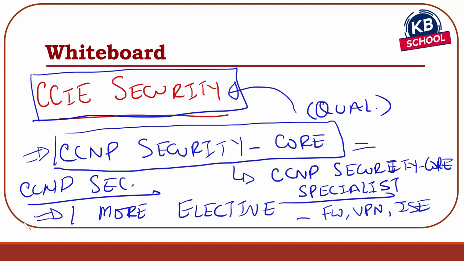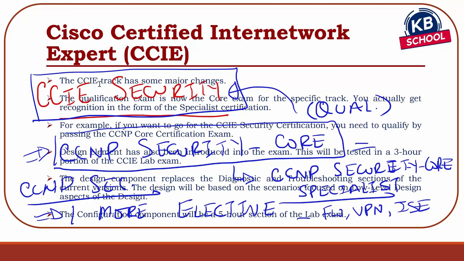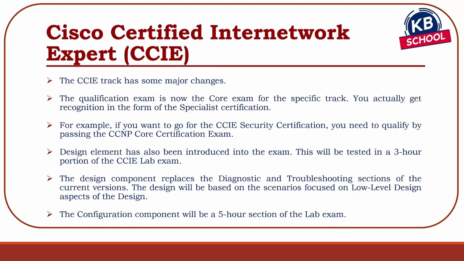They did that same thing for all the different tracks. So that would hold good not only for CCIE security, they did it for CCIE service provider, data center, wireless, collaboration. All of the tracks have the same type of format. So your CCNP level core exam basically becomes your qualification exam for your CCIE lab. So that's the first major change that you have in the track. The qualification exam is now the core exam for that specific track. You will get an extra certification from Cisco by doing that.